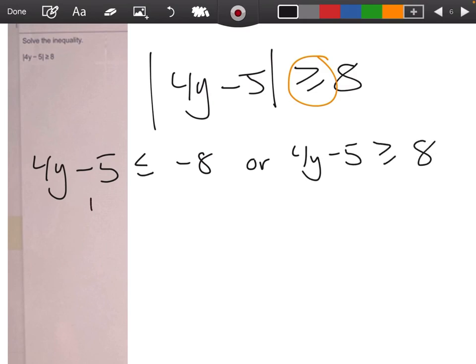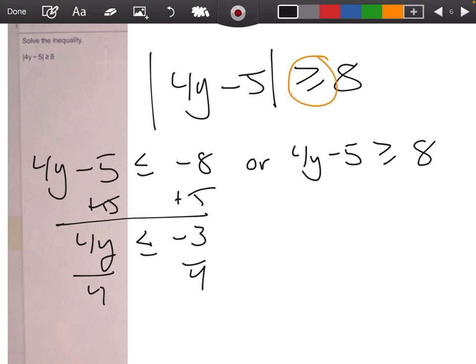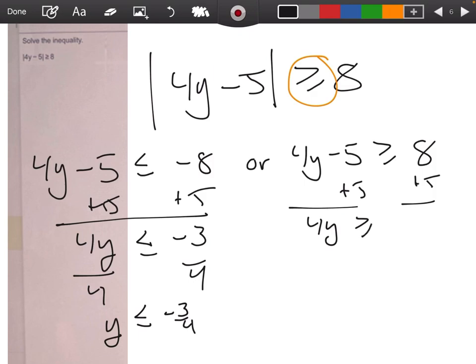Okay, first thing I'm going to do, let's add 5 on both sides here. We get 4y is less than or equal to negative 3. We divide both sides by 4, and we get y is less than or equal to negative 3 over 4. Okay, we're going to add 5 over here. We're going to get 4y bigger than or equal to, that's now 13. So when we divide by 4, we get y is bigger than or equal to 13 over 4.